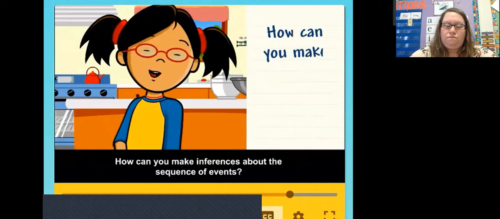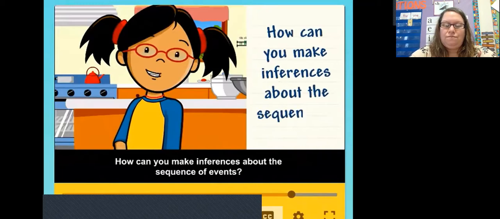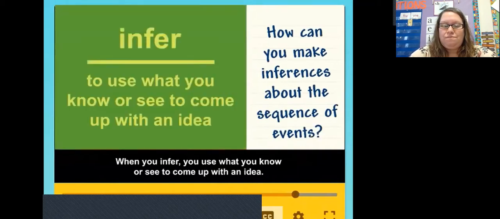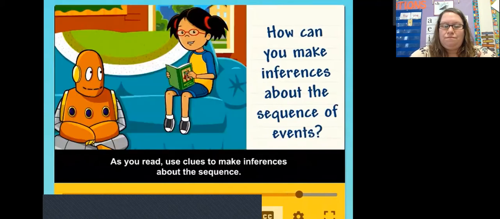Sometimes the order of events isn't so clear. How can you make inferences about the sequence of events? When you infer, you use what you know or see to come up with an idea. As you read, use clues to make inferences about the sequence.